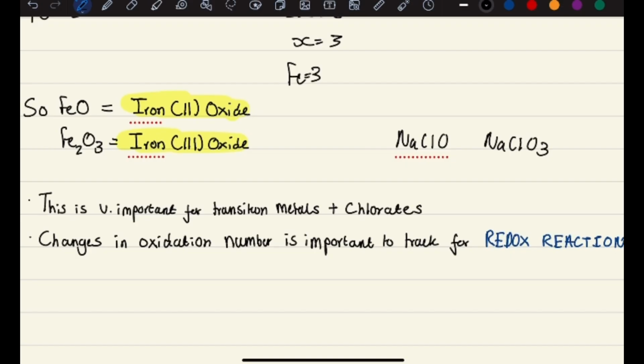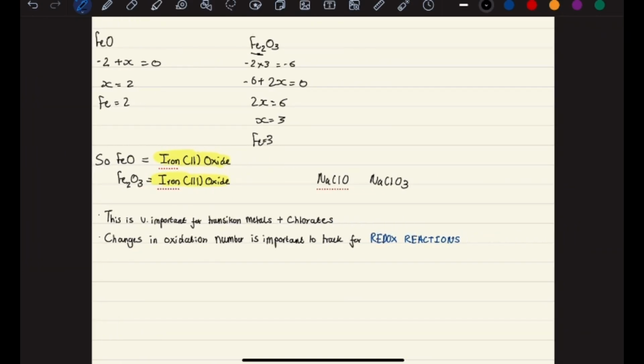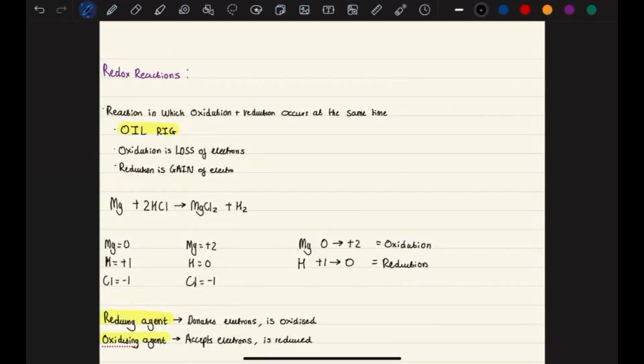Now, another thing that's important about oxidation numbers, maybe not within specific molecules, is that we need to consider redox reactions. And that's what we're going to do in the next slide. Okay, so I know this video is taking longer than usual, but I think it's important to be systematic about this. So, redox reactions.